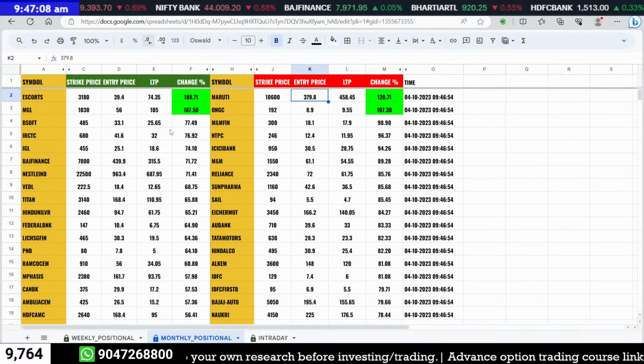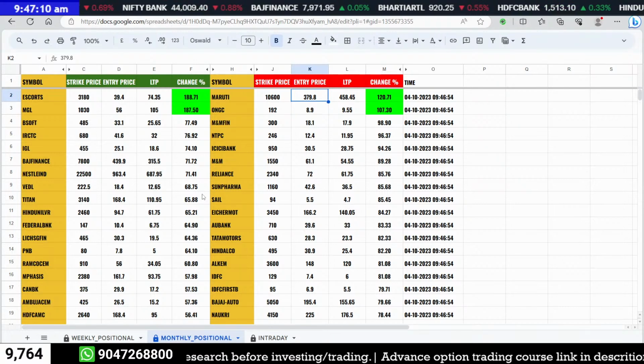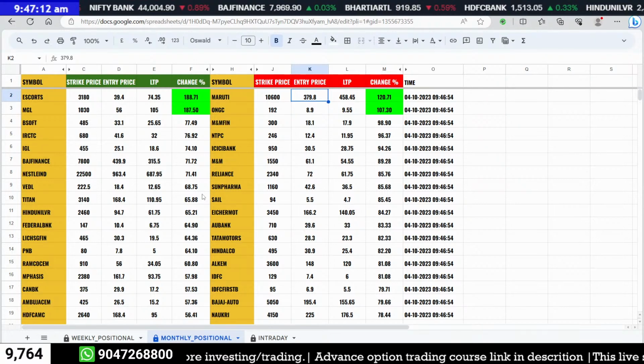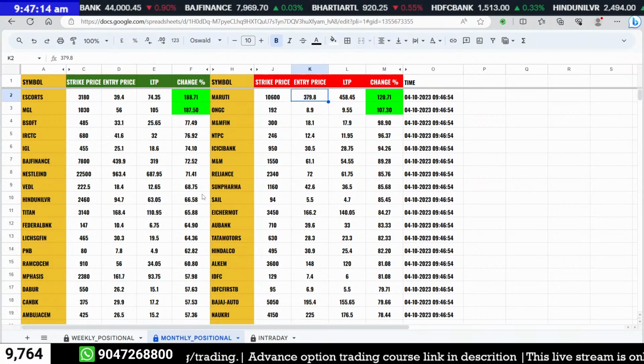A trigger on ICICI Bank monthly positional, because monthly positional is the trades which we are waiting for an opportunity on a positional basis.